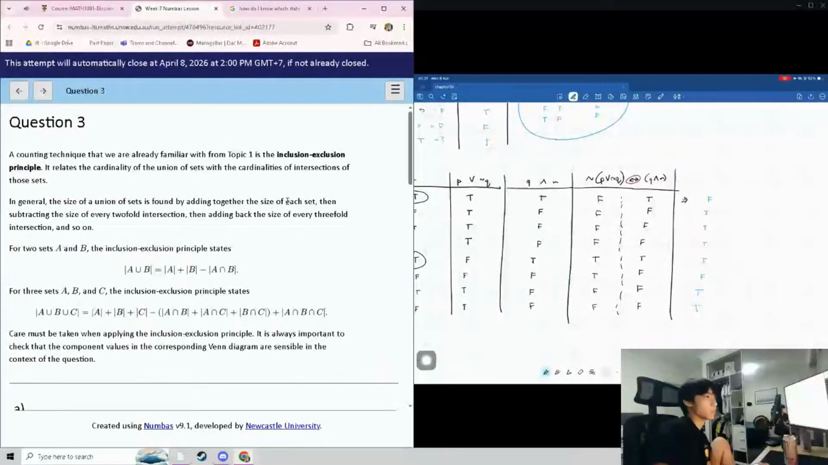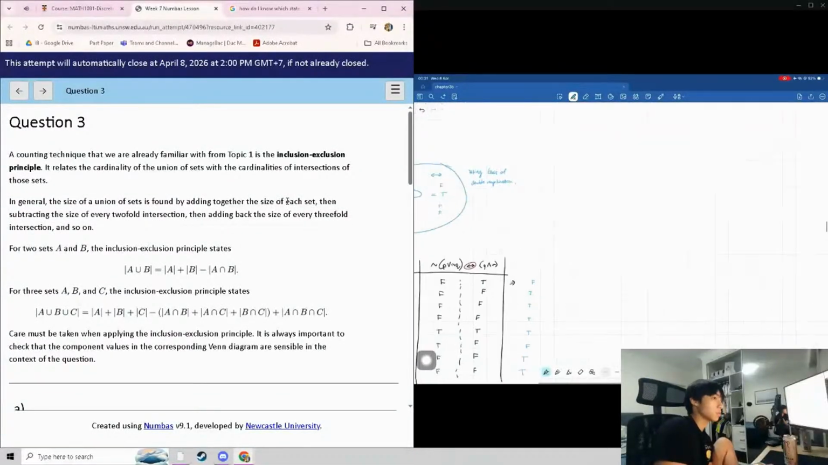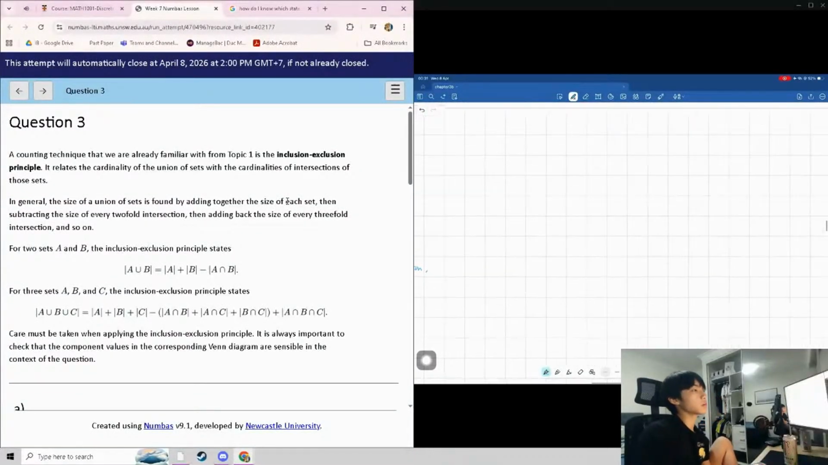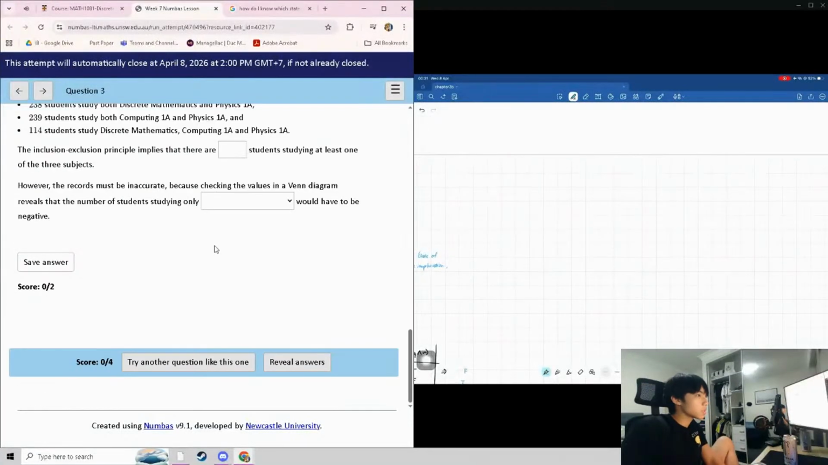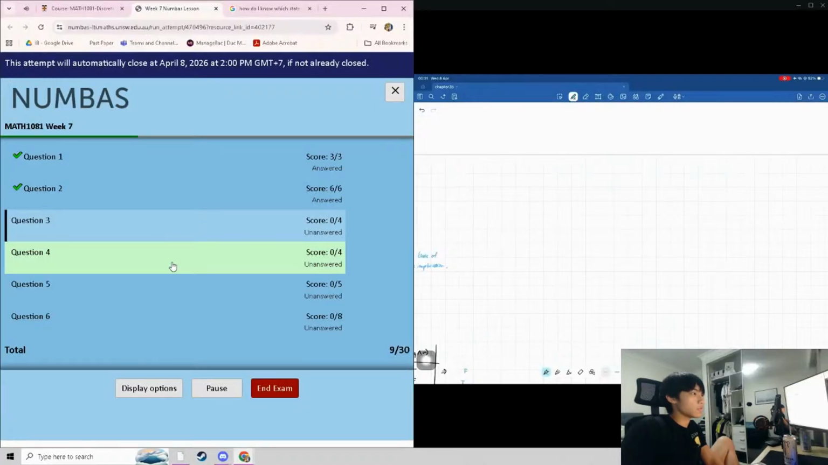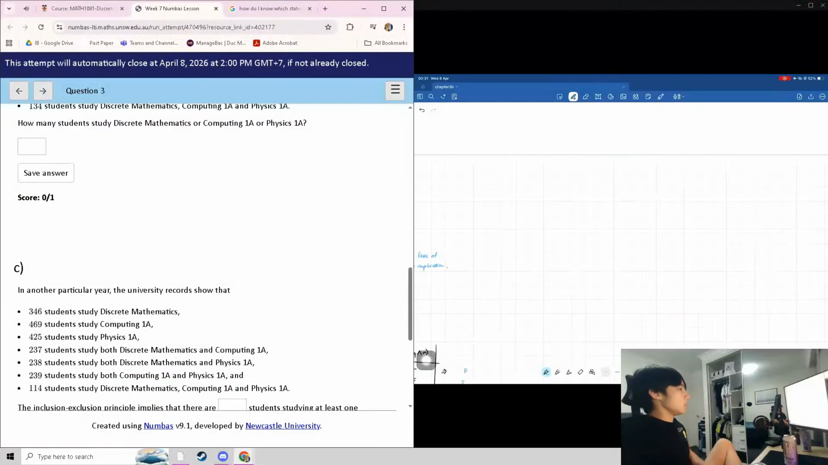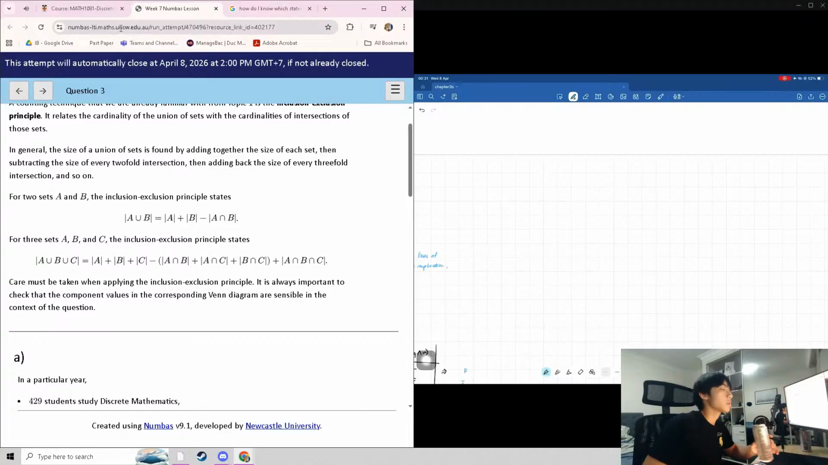Perfect. Familiar with is the inclusion-exclusion principle. It relates the cardinality of two sets with cardinalities of intersections of both sets. Okay, so we're moving on to counting problems. We've basically finished logic and truth tables.